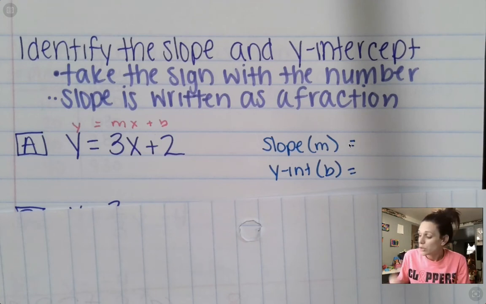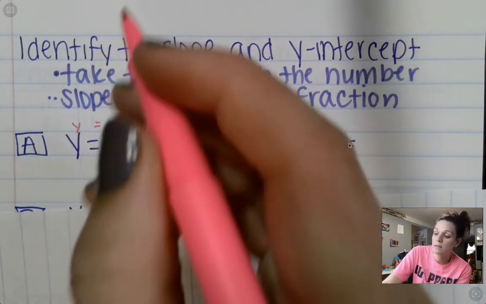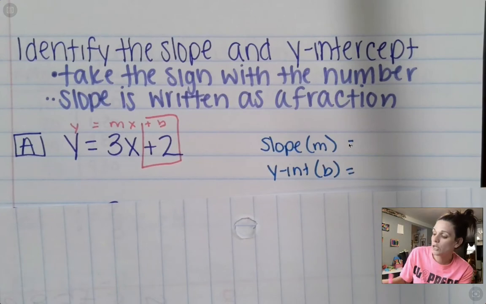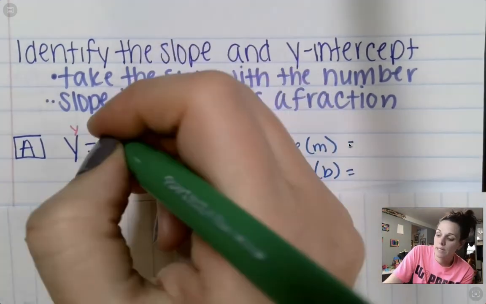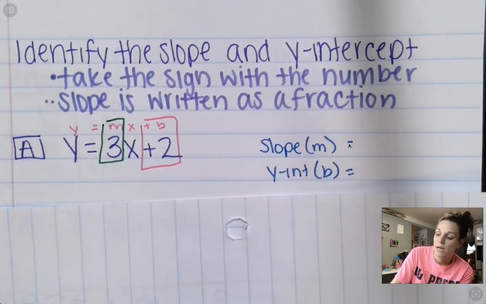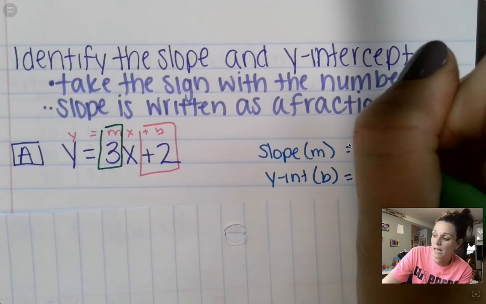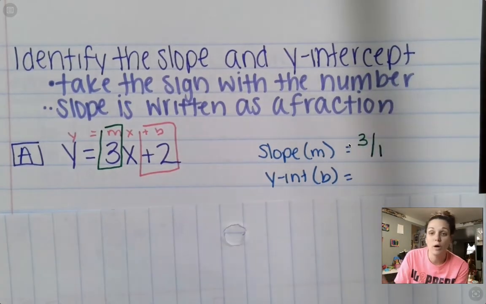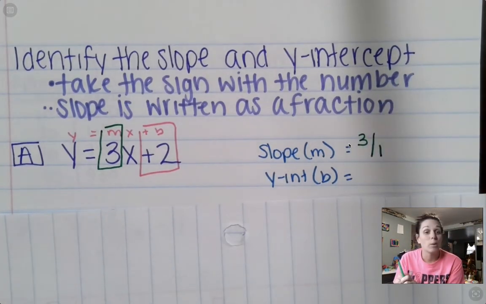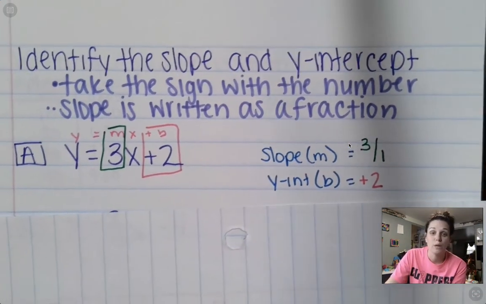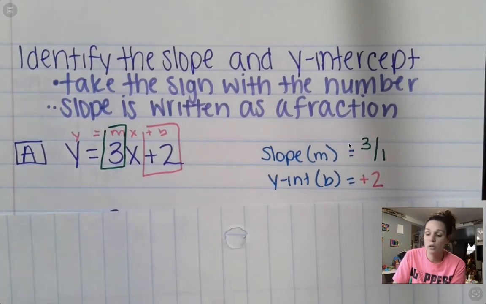If you notice, b is paired up with this positive 2, and m is paired with the 3. Now, please understand that we do not steal the x with it. It is just that 3. So my slope in this case would be 3 over 1. My y-intercept in this case would be plus 2. So again, I'm stealing the values as well as the sign that goes along with it.